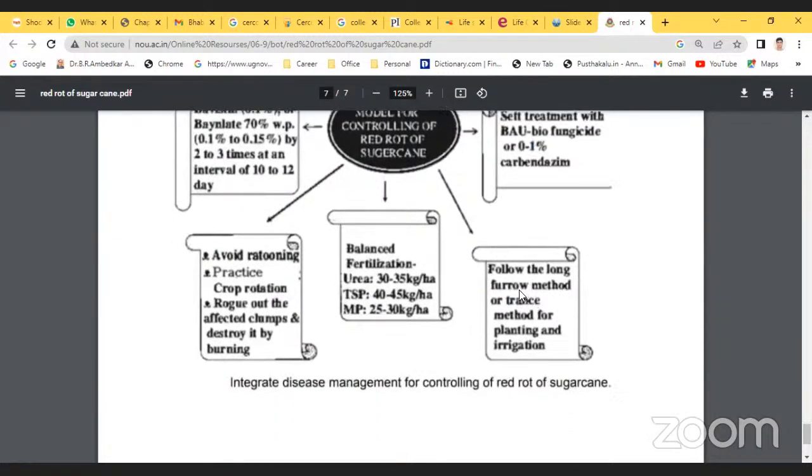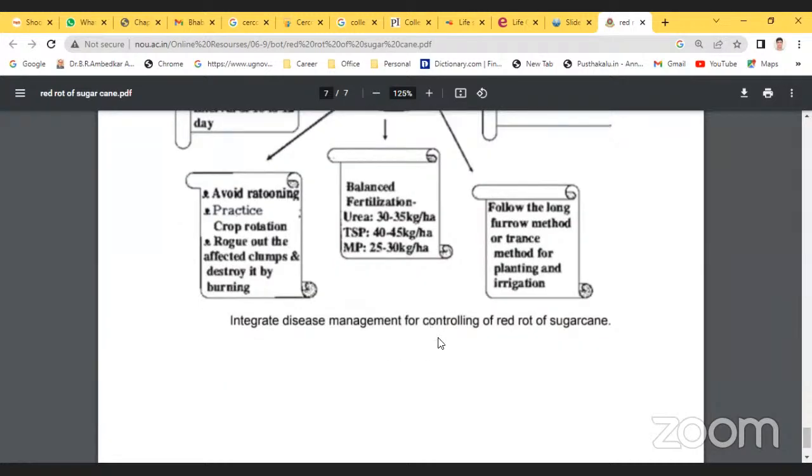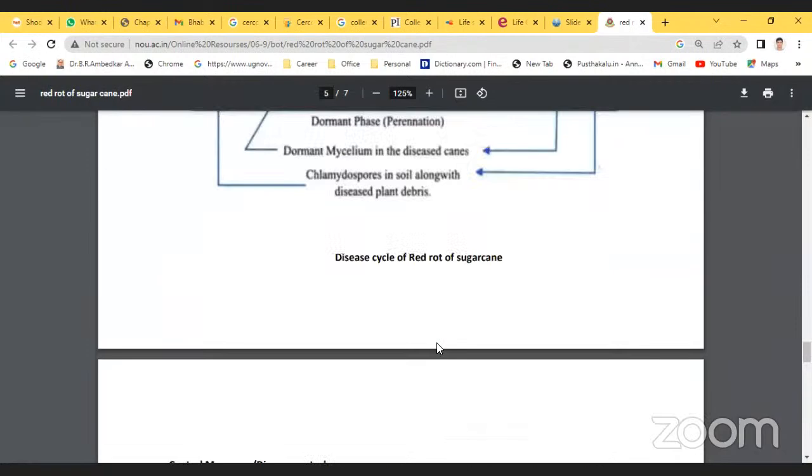Then follow the long furrow method, trench method for planting and irrigation, and balanced fertilization like urea 30 to 35 kg per hectare, TSP, a combination of 40 to 45 kg per hectare, and muriate of potash, 25 to 30 kg per hectare. So avoid ratooning. The practice of crop rotation is very important. These are some integrated disease management measures for the control of red rot of sugarcane.